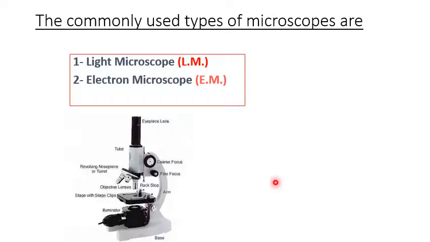This is the LM, the light microscope. What I can see here: this is the eyepiece, this is the tube, and these are the objective lenses. Here we can put the slide on the stage, and this is the source of illumination, either electricity or the sun. And here is the gross focus, and this is the fine focus adjustment, and this is the arm from which we hold the light microscope.